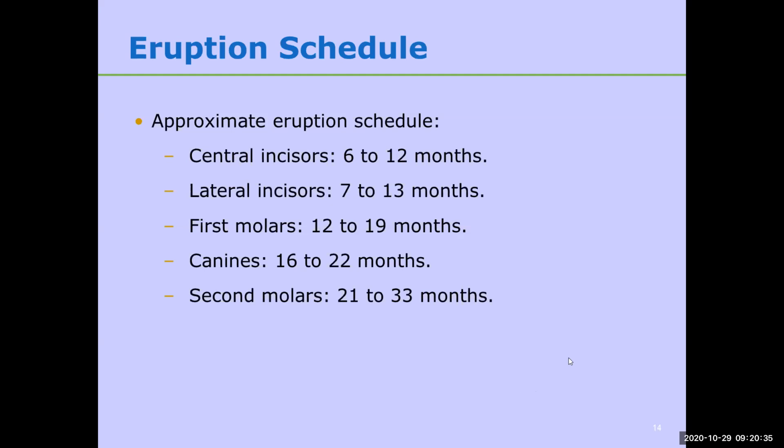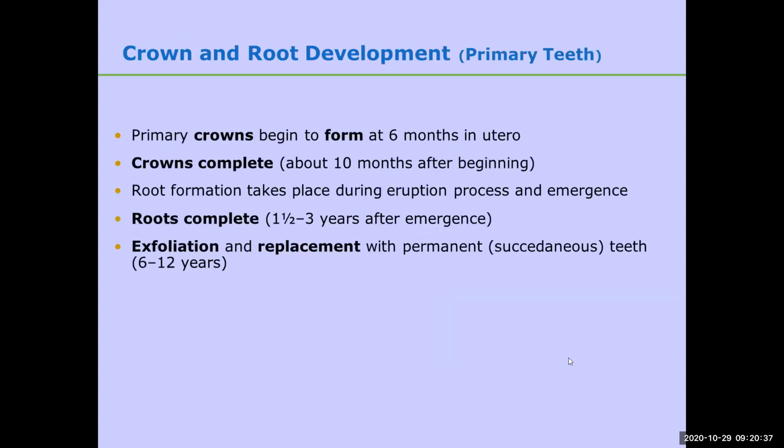So the eruption pattern is important, and it's a sequence, okay, because there's plus or minus. You're going to see children in the chair at 4 years of age that have their mandibular central incisors that are permanent, as well as their sixes erupting. Everybody's a little bit different. So that's why we have ranges.